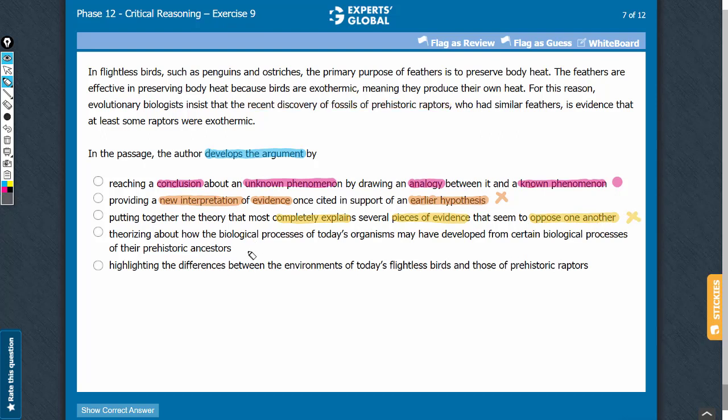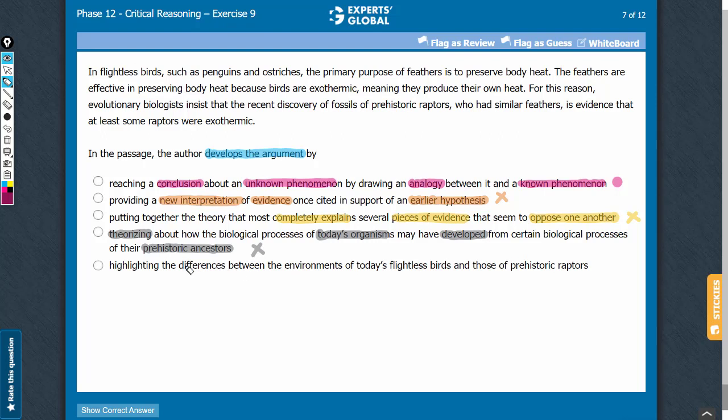Answer choice D. This answer choice talks about a theory that indicates today's organisms being developed from their prehistoric ancestors. The argument mentions today's flightless birds and prehistoric raptors, but does not draw any genetic connection between the two. In other words, the argument does not theorize that today's flightless birds have been developed from prehistoric raptors. So this answer choice cannot be established as the method of reasoning in the argument. Let's eliminate this answer choice.